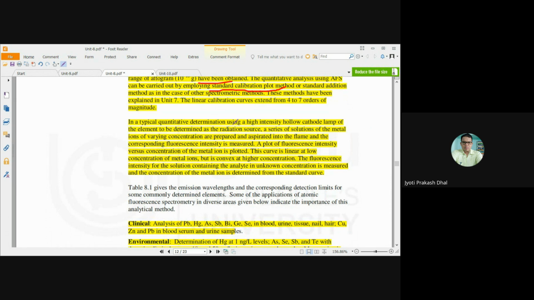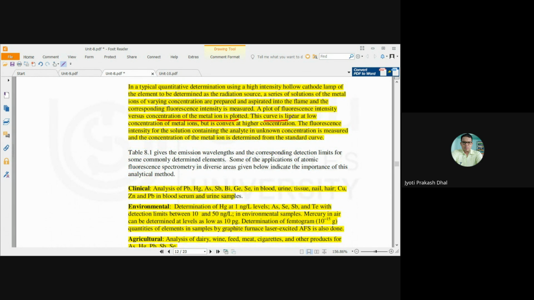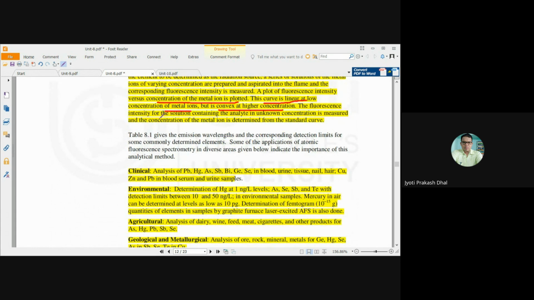In a quantitative determination using a high intensity cathode lamp of the element to be determined as the radiation source, a series of solutions of the metal ion with varying concentration are prepared and aspirated into the flame, and the corresponding fluorescence intensity is measured. A plot of fluorescence intensity versus concentration of the metal ion is made. This curve is linear at low concentration of the metal ion, but is convex at higher concentration.